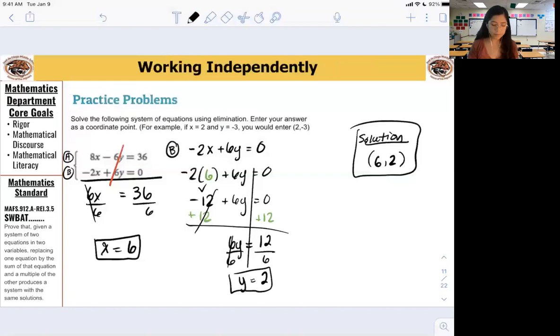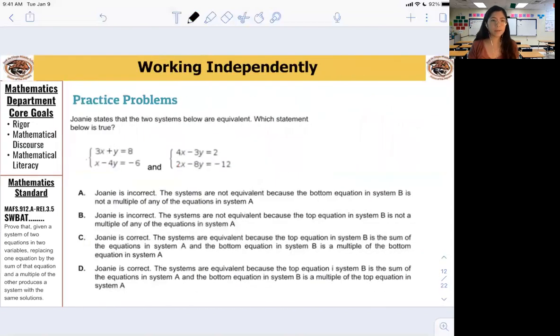Okay. All right. Practice problem number 4. This was number 4 on the test. Joni states that the two systems below are equivalent. Which statement below is true? So first of all, equivalent systems. There are 2 ways. How can you get an equivalent system?